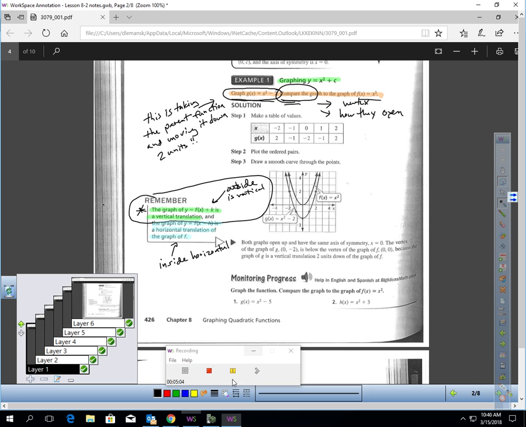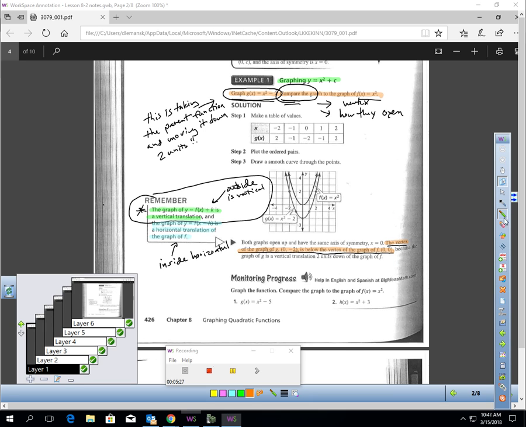Okay? So let's compare the vertex. The vertex of the graph of g is (0, -2), while the parent function has a vertex of (0, 0). So I just compared the vertex in this sentence that I'm highlighting in orange. The vertex of the function g of x is (0, -2), while the parent function is (0, 0).